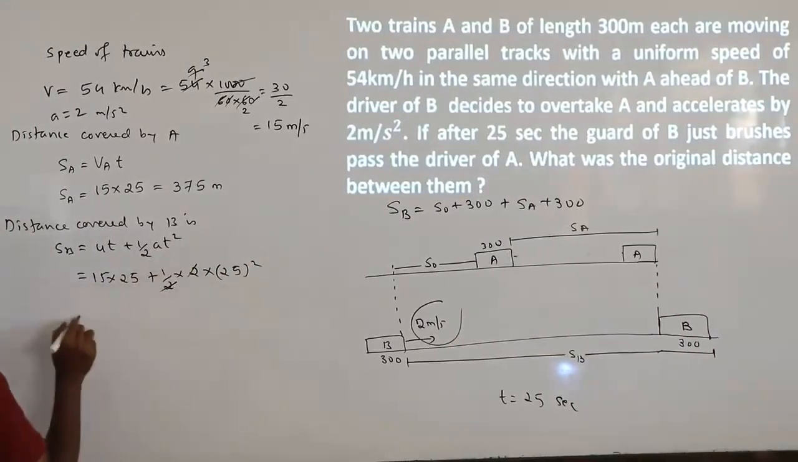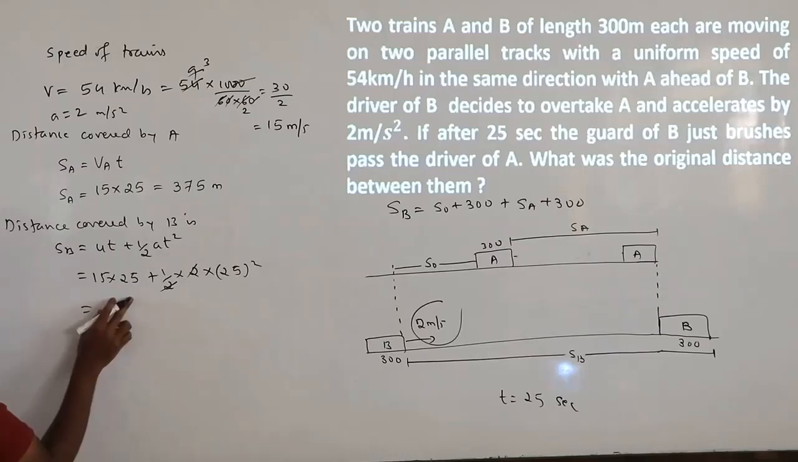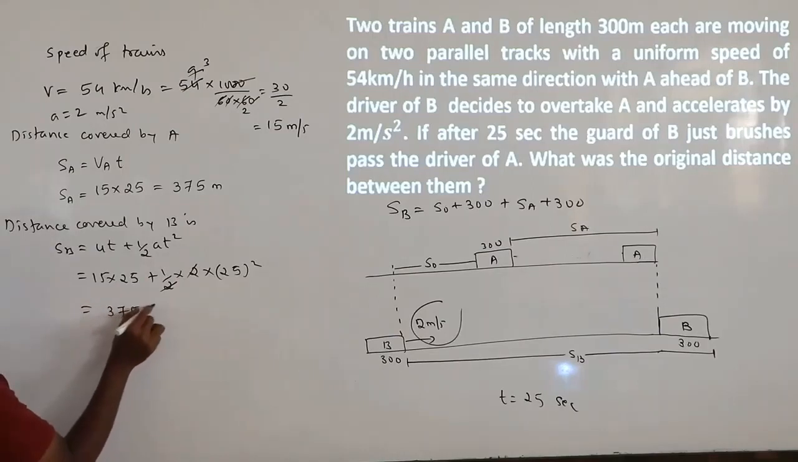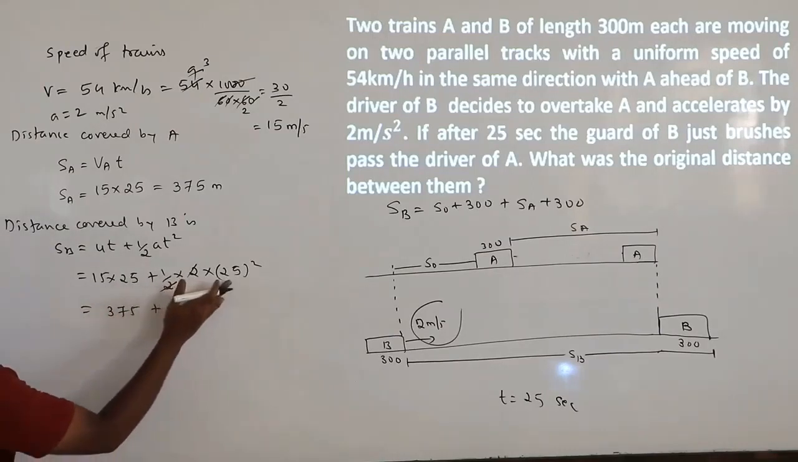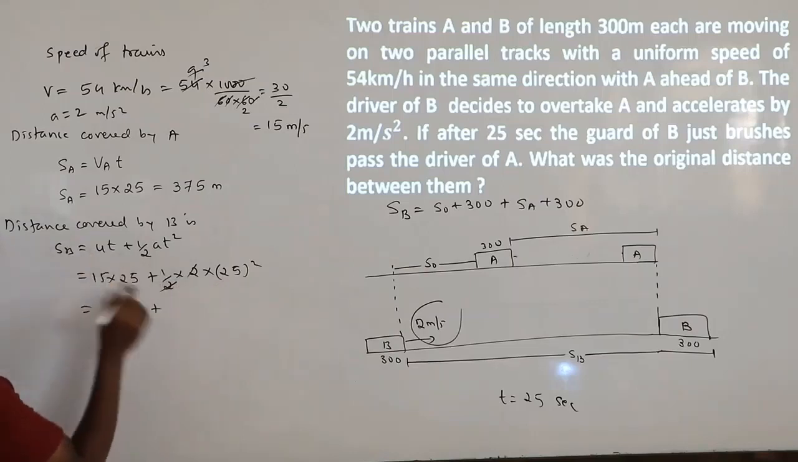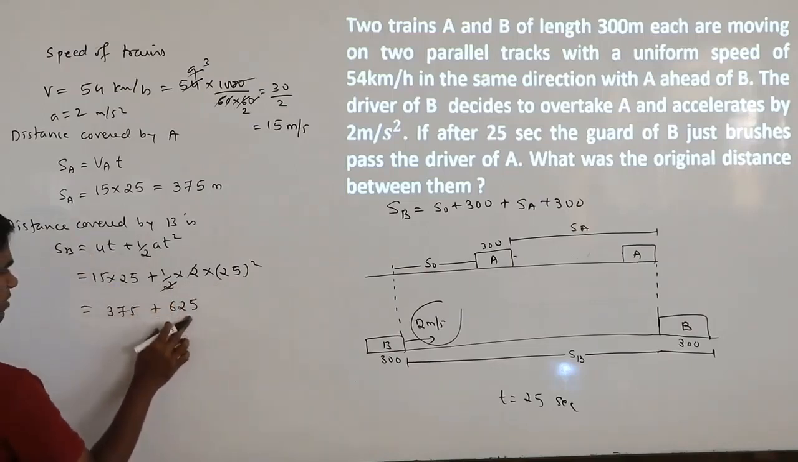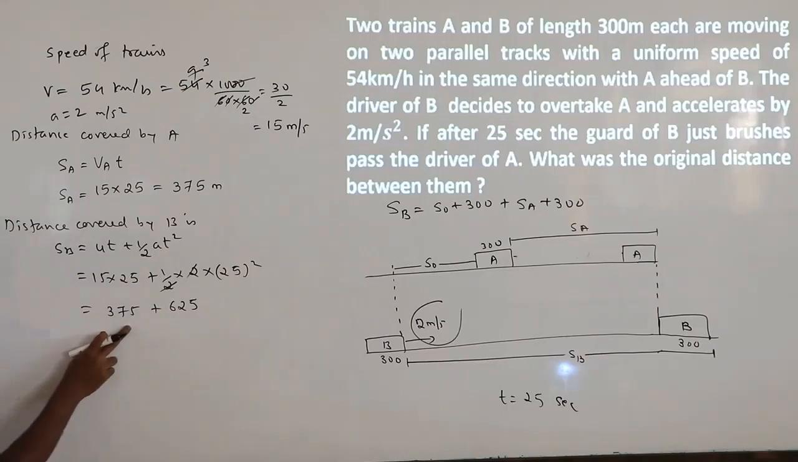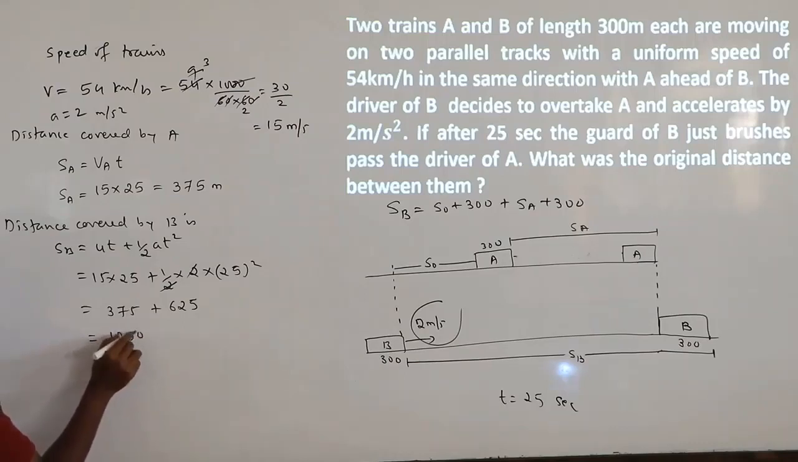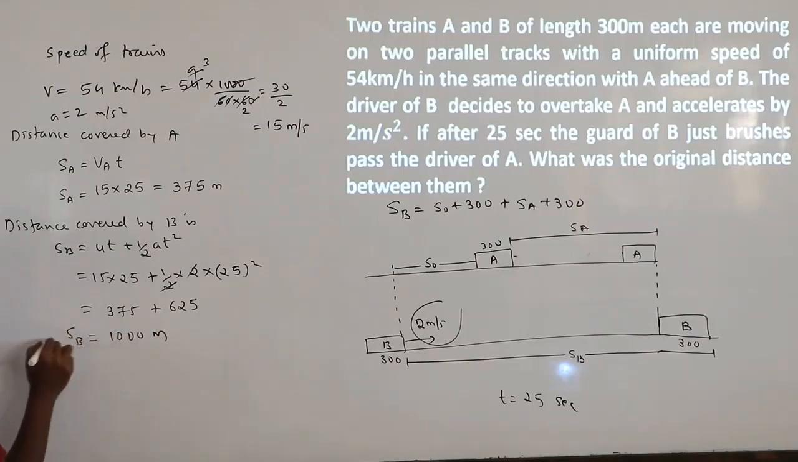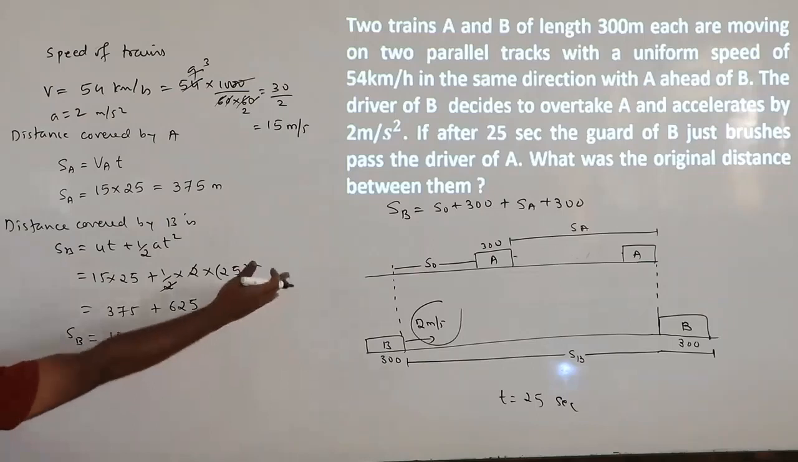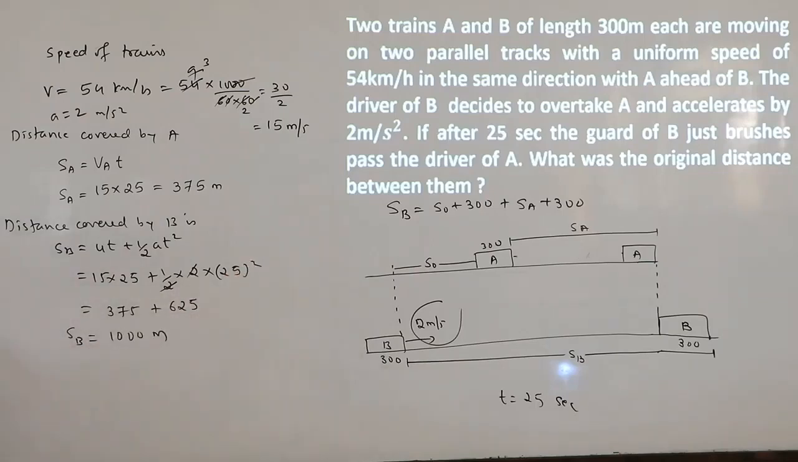This 2 will get cancelled. So 15 into 25 is 375, plus 25 squared. How much will you get? 625. 625 plus 375 will become how much? 1000. So SB is 1000 meter.